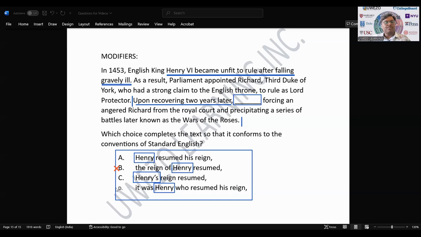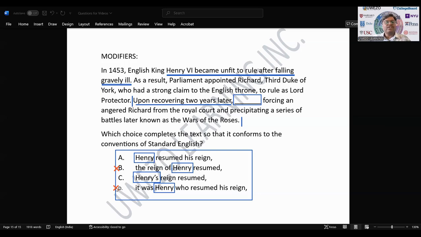Because according to option B, the reign recovered 2 years later. According to option D, it recovered 2 years later. We have no idea what it is referring to. That leaves us with answers A and C. And this is where SAT plays the trick by using an apostrophe. Let's keep aside option A for a moment and look at option C.